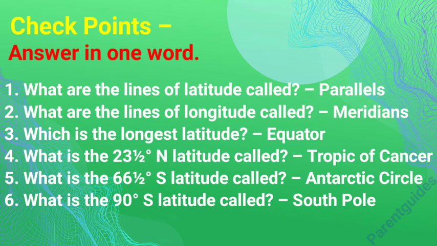Checkpoints. Answer in one word. 1. What are the lines of latitude called? Parallels. 2. What are the lines of longitude called? Meridians. 3. Which is the longest latitude? Equator. 4. What is the 20.5 degree north latitude called? Tropic of Cancer. 5. What is the 66.5 south latitude called? Antarctic Circle. 6. What is the 90 degree south latitude called? South Pole.